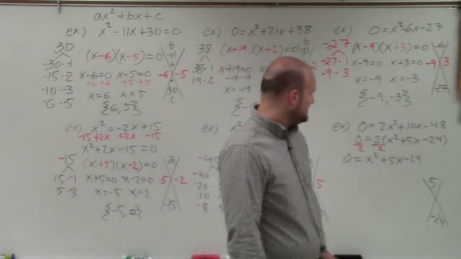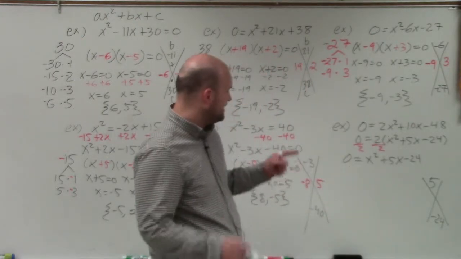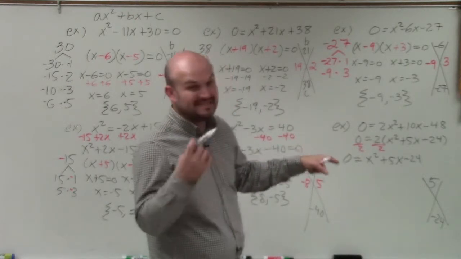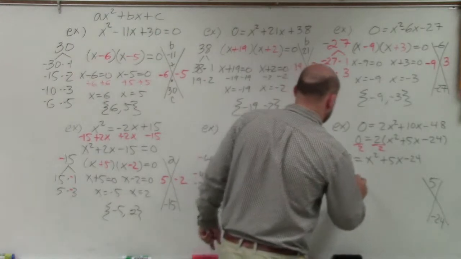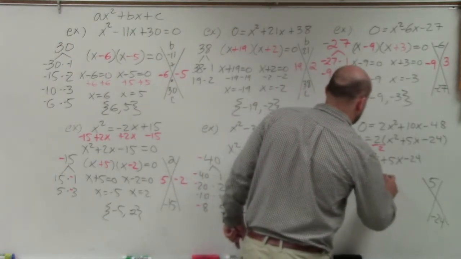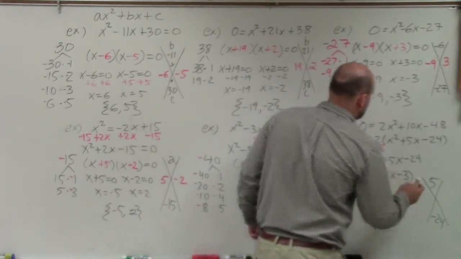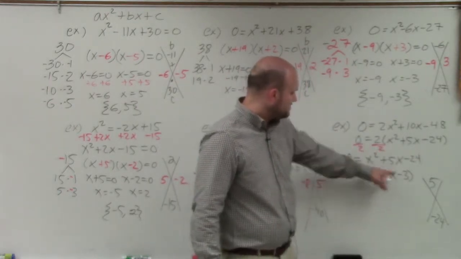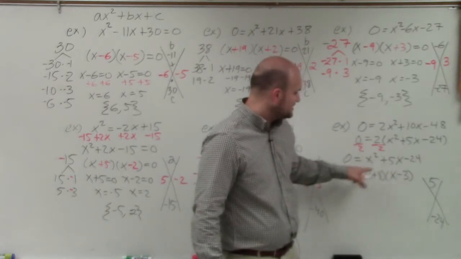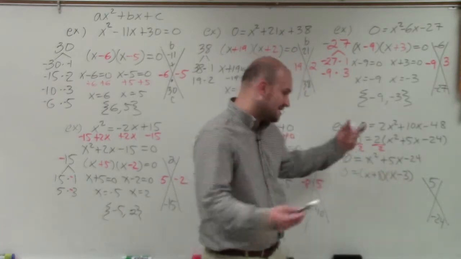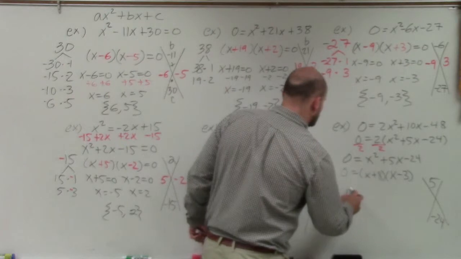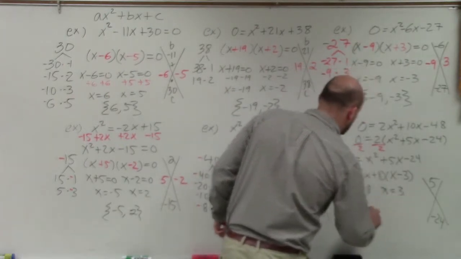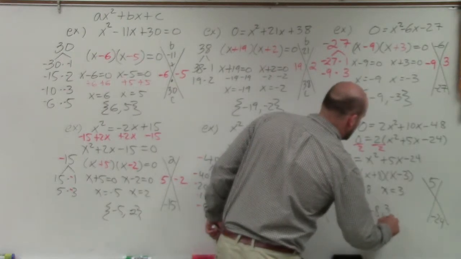In this case, I know that 8 and 3 have a difference of 5. Since the 5 is positive, that means 8 is going to be positive. So I have 0 equals x plus 8 times x minus 3. Again, I can check my work. 8 times negative 3 is negative 24. x times x is x squared. And 8 times x plus x times negative 3 is positive 5x. So set them both equal to 0 and solve. You get x equals negative 8 and x equals 3, and a solution set of negative 8 comma 3.